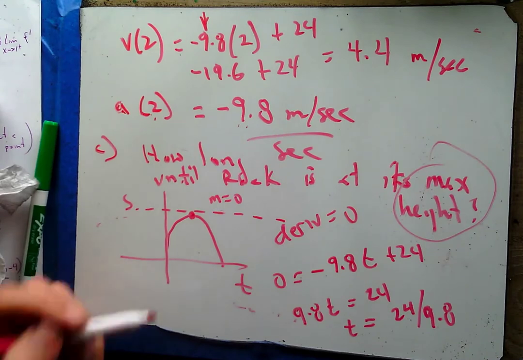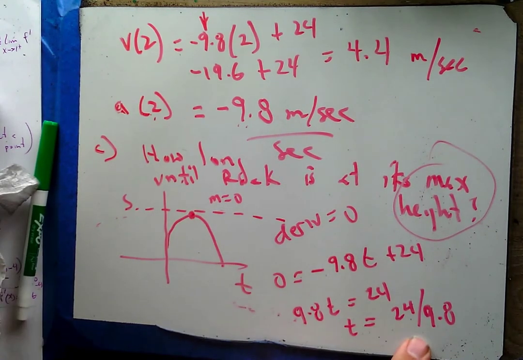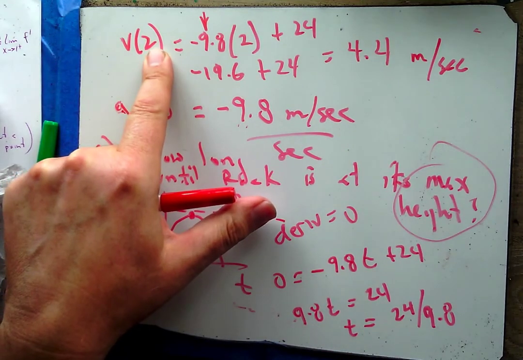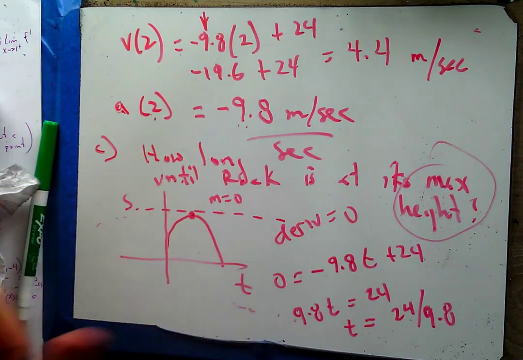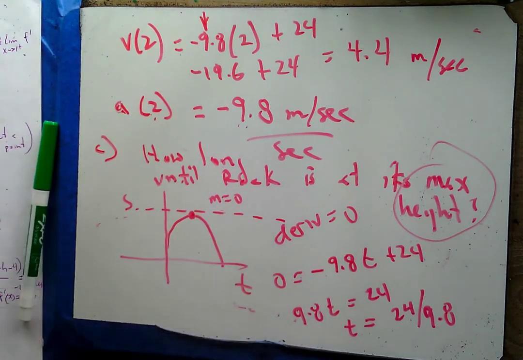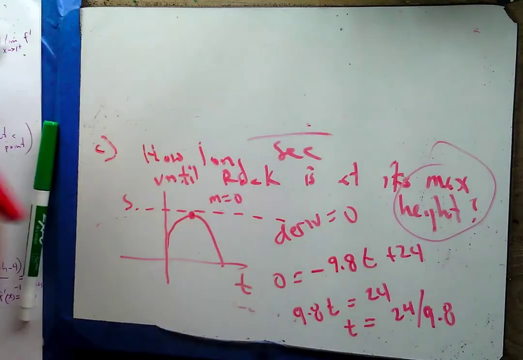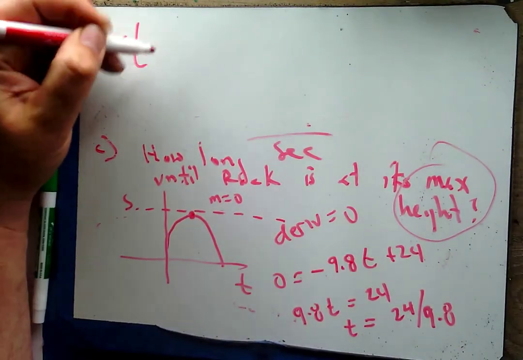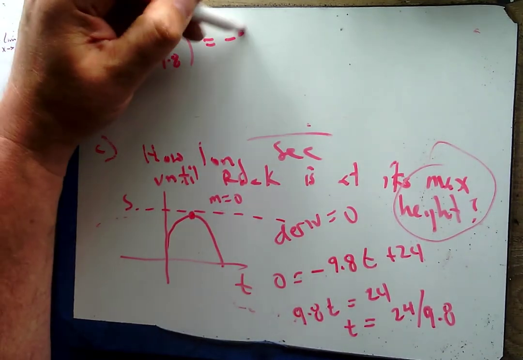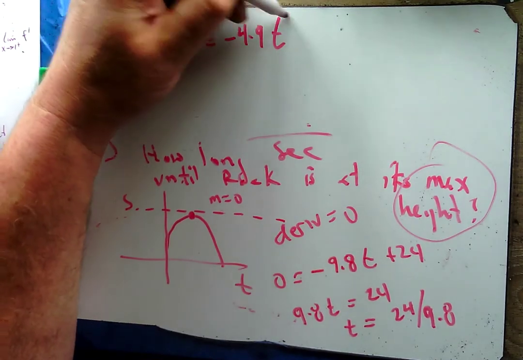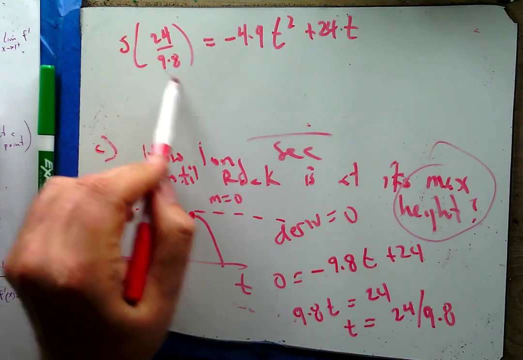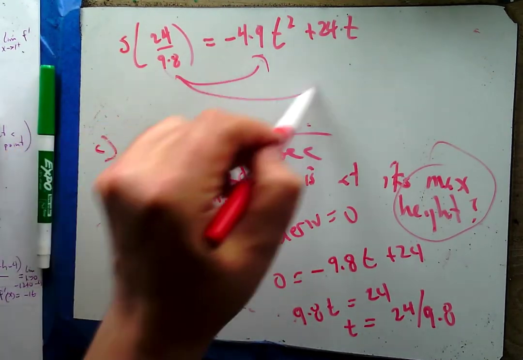Now, if I want to know what the maximum height is, I have to take this value and plug it into not velocity, because if I do, I'll get a 0, because the slope here is 0. Instead, if I want to know the maximum height, I have to plug this number into the position equation. So 24 over 9.8 equals negative 4.9 t squared plus 24t. I have to take this and plug it into both of these.